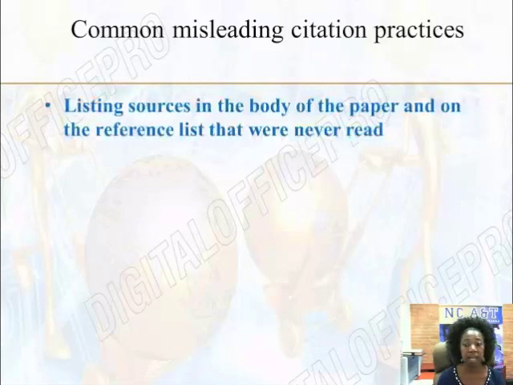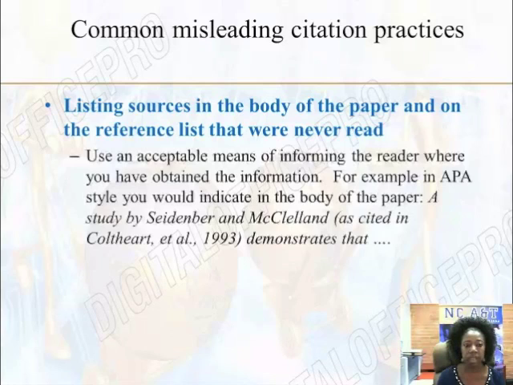Here are some common misleading citation practices. Listing sources in the body of the paper or on the reference list that were never read. Use an acceptable means of informing a reader where you have obtained the information. For example, in APA style, you would indicate in the body of the paper a study by Seidenberg and McClinton, as cited in Coulthard et al., 1993, demonstrates that.